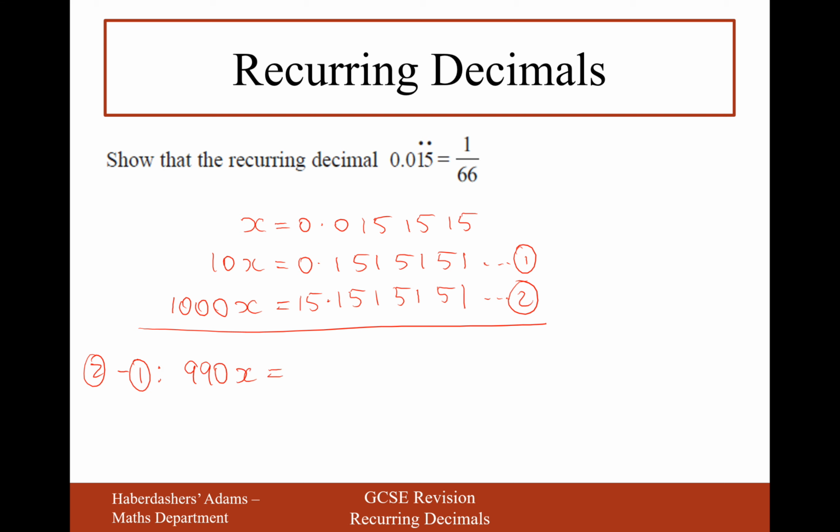990x equals 15. And then we'll divide both sides by 990, and then divide top and bottom by 15, and that will give me 1 over 66. So there we are, that's the answer to this question.